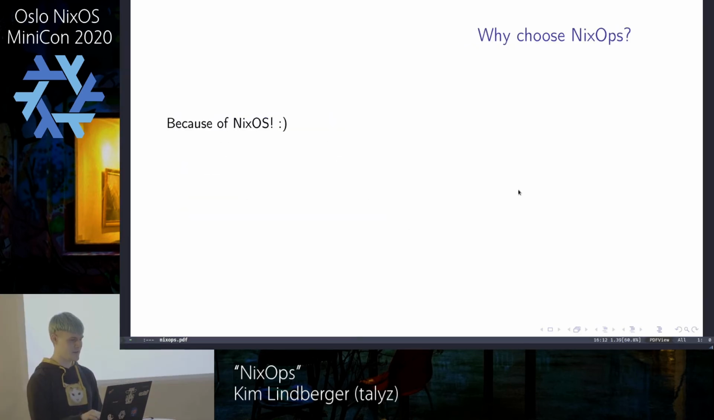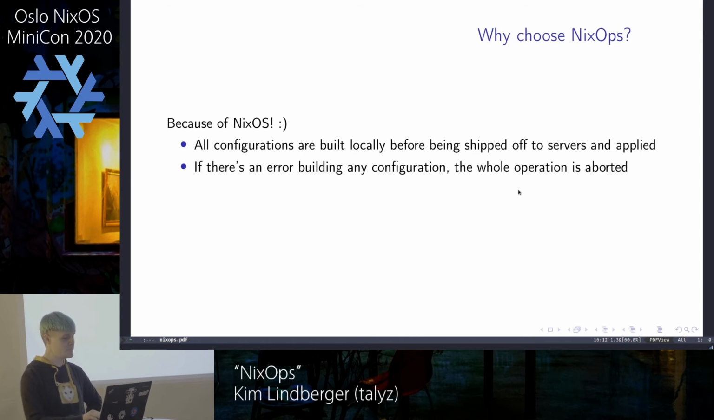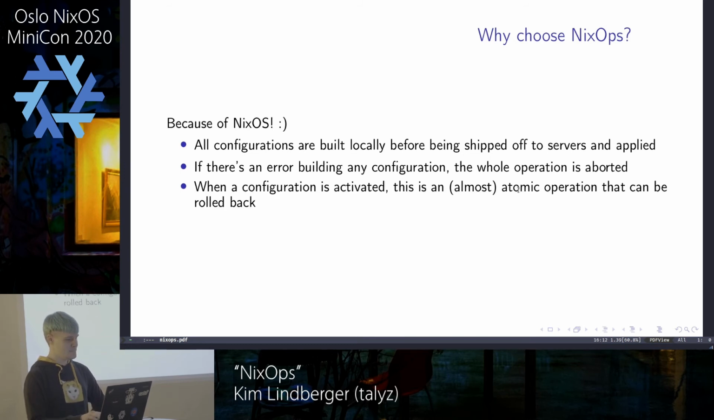All right. And then, why would you choose NixOps? Well, because of NixOS. So one of the main reasons, I would say, is that all configurations are built locally before being shipped off to servers and applied. And if there's any error in building any configuration, the whole operation is just aborted. And when a configuration is activated, it's pretty much an atomic operation that can be rolled back. This is just NixOS stuff, really.